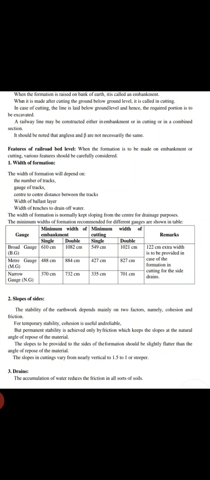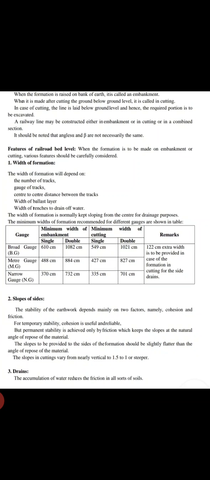In case of cutting, the line is laid below the ground level, and hence the required portion is to be excavated. A railway line may be constructed either in embankment, in cutting, or in a combined section. It should be noted that angles alpha and beta are not necessarily the same.